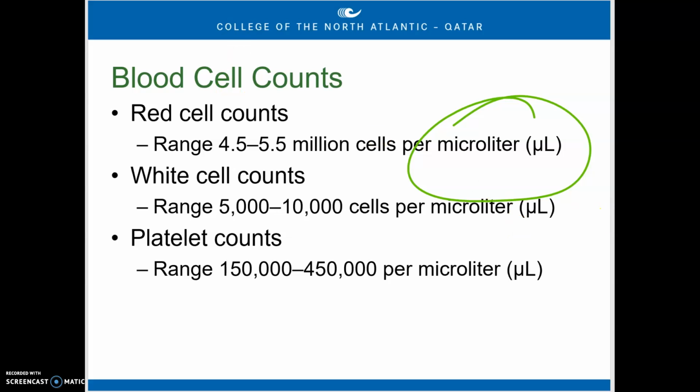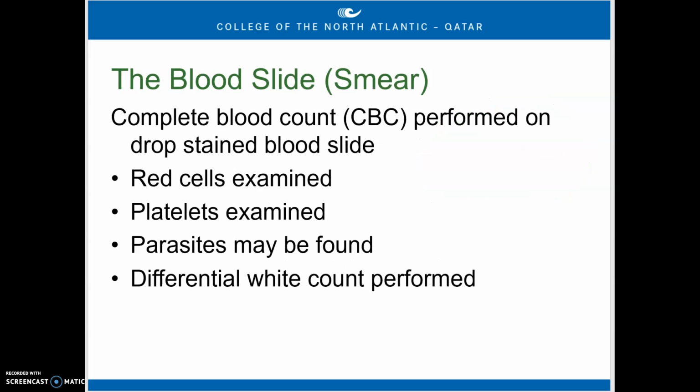So when we're talking about blood cell counts, it's generally millions of cells or thousands of cells per microliter. A blood smear is when we take our blood sample and we smear it on a slide so that we can look at it under a microscope. Okay, so when you looked at blood under a microscope in the lab, that was a blood smear.